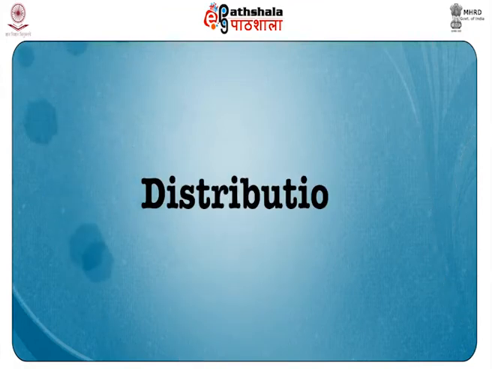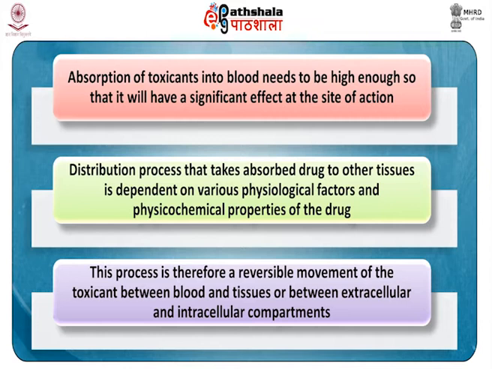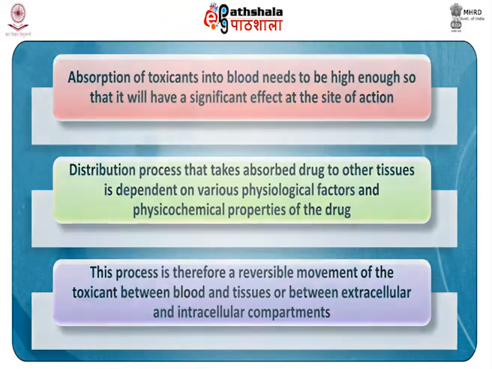Second is distribution. Absorption of toxicants into the blood needs to be high enough so that it will have a significant effect at the site of action in other areas of the body. The distribution process that takes the absorbed drug to other tissues is dependent on various physiological factors and physiochemical properties of the drug. This process is therefore a reversible movement of the toxicant between blood and tissues or between extracellular and intracellular compartments.